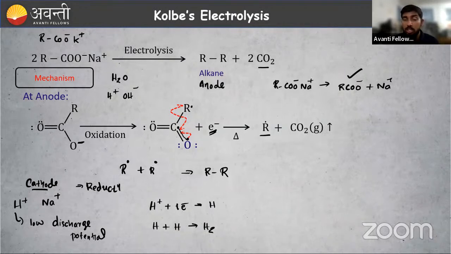We are doing electrolysis. We are passing electricity and some chemical changes are taking place. Alkane is formed here, carbon dioxide is formed here. Alkane is formed at the anode. At the cathode, hydrogen gas is liberated. So that is all about our Kolbe electrolysis.